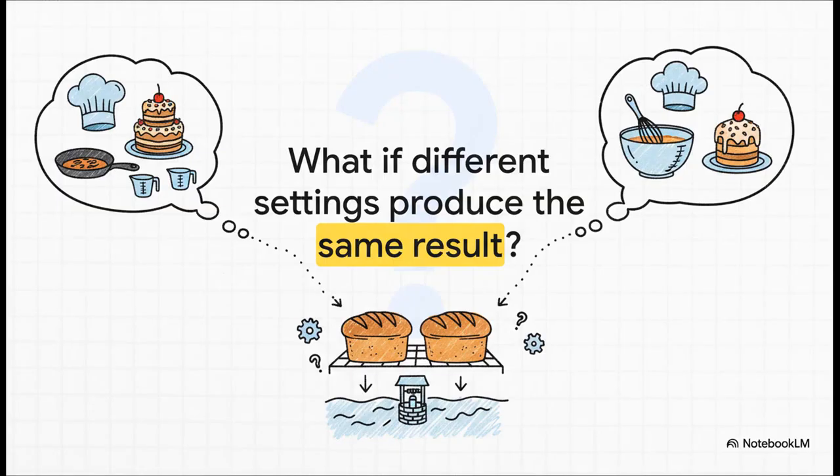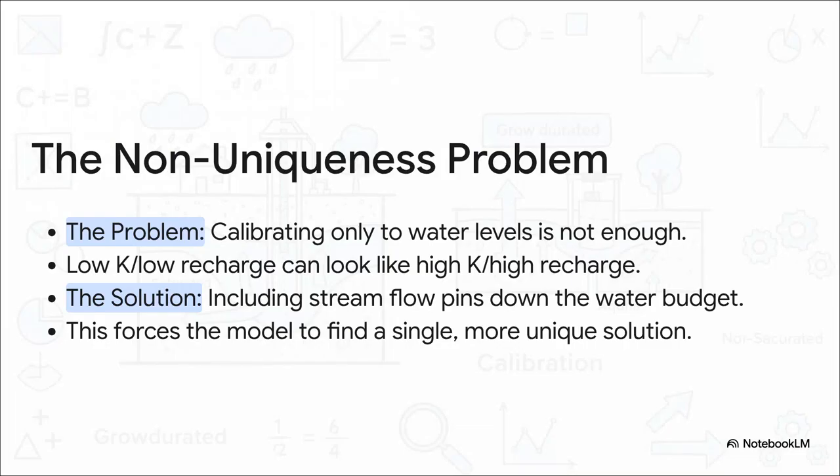But this is where things get really tricky. What if you have different settings in your model, but they produce the exact same result? This is a huge problem called non-uniqueness. And it's dangerous because it can give you a model that looks right, but is actually right for all the wrong reasons.